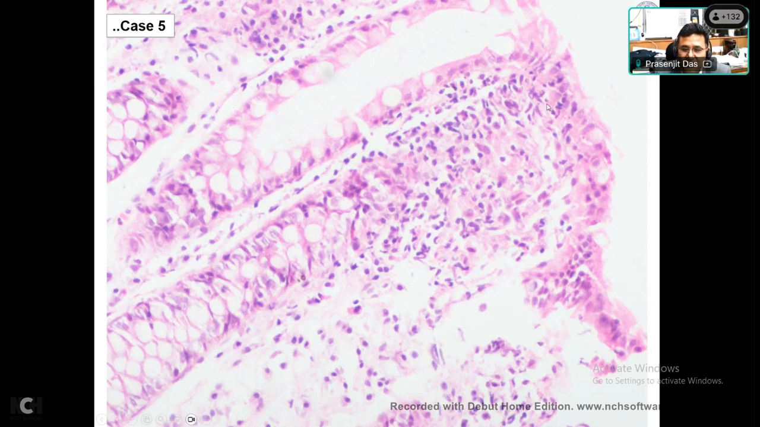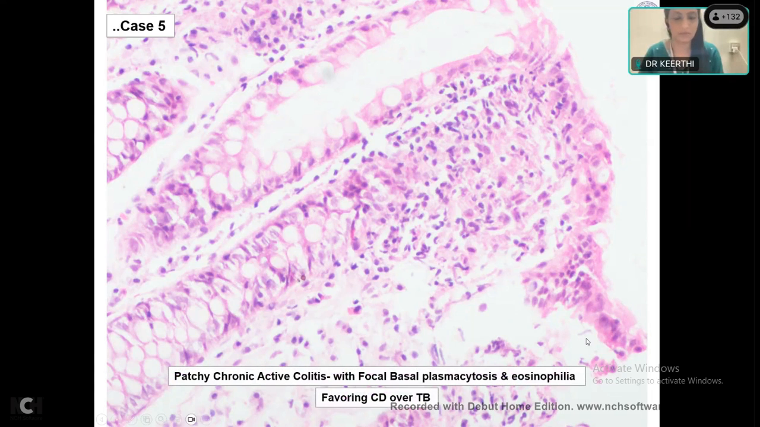So it was a patchy disease, consistent with chronic active colitis, patchy, with mucosal microgranuloma. Can you favor something? Inflammatory bowel disease, probably Crohn's disease over tuberculosis. You cannot be 100% sure. Please remember that. You can only favor Crohn's over tuberculosis. So your terminology should be like that.